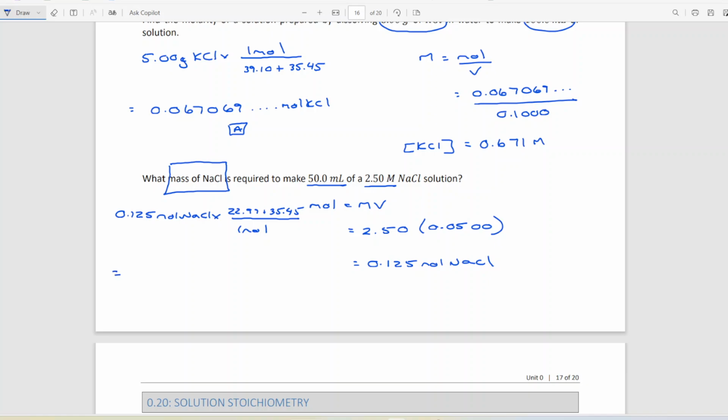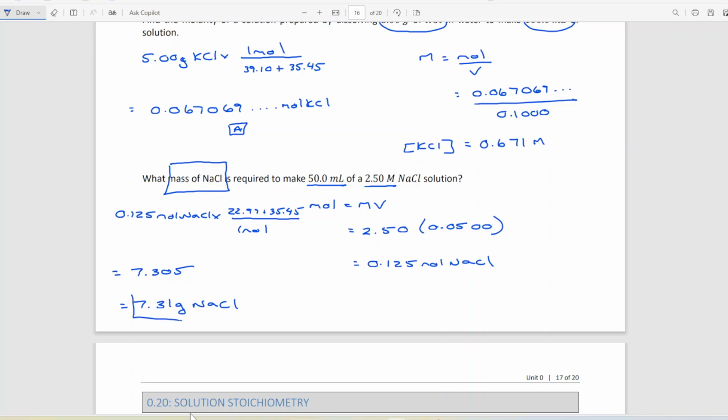So I'm going to type into my calculator 0.125 or answer times bracket 22.99 plus 35.45 unbracket equals, and I'm going to round this answer to 3 sig figs, so I get 7.305, but I'm going to round this to 7.31 grams of sodium chloride.